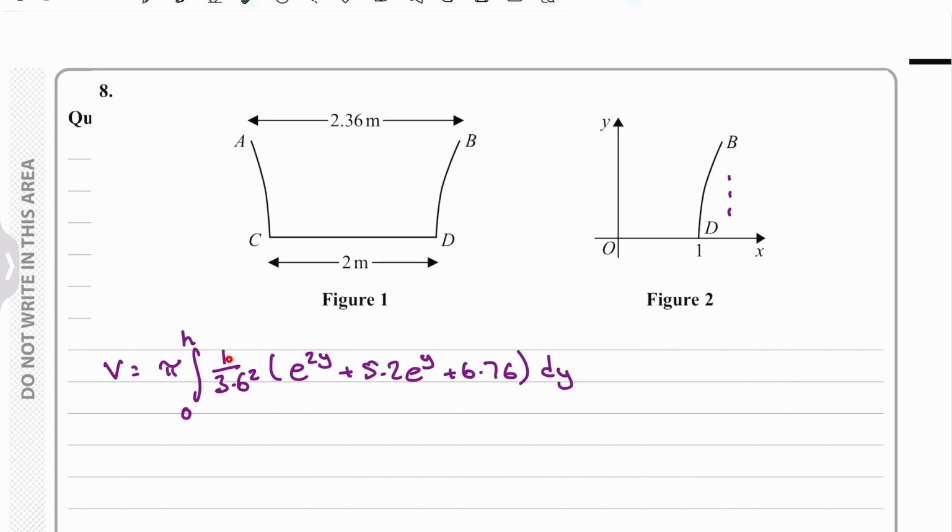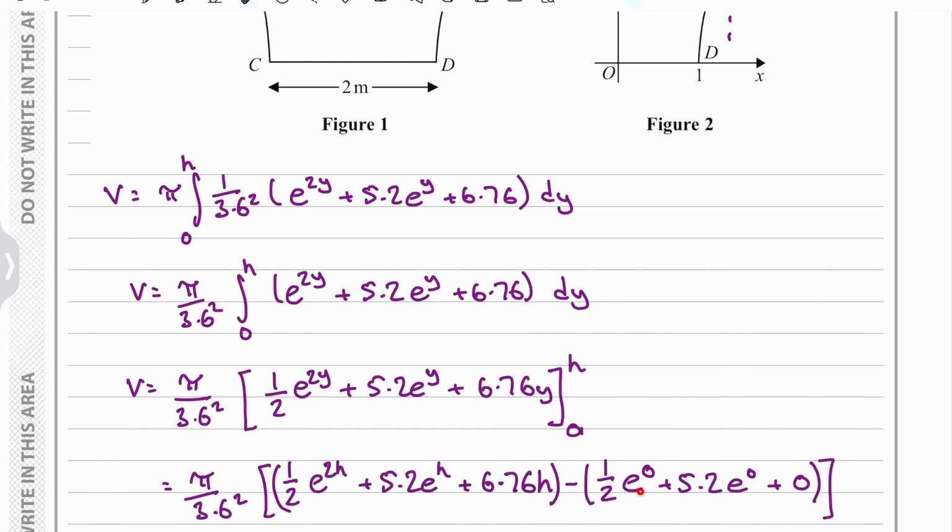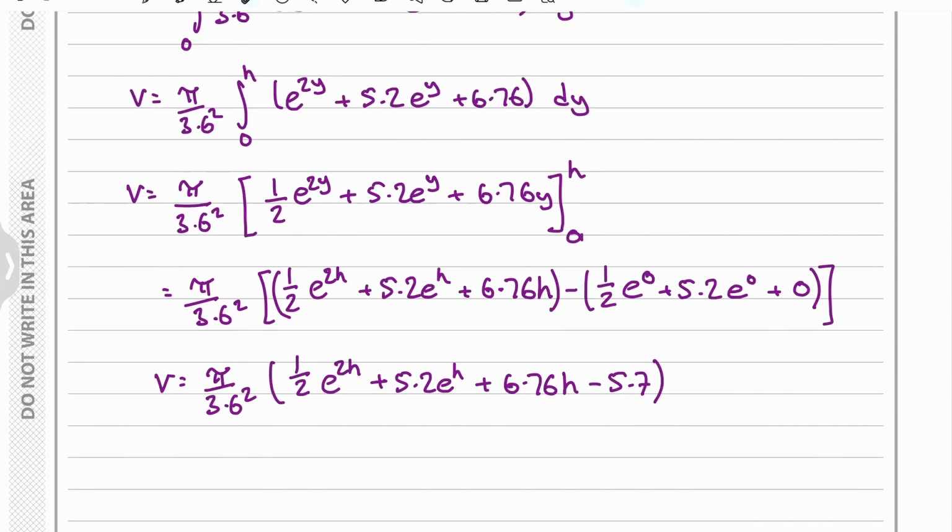And we can pull this 1 over 3.6 squared in front of our integral because it's just a constant. And then when we integrate each term, this becomes 1/2 e to the 2y. This is the same, and this becomes 6.76y between the limits of 0 to h. So now we'll substitute in our limits. We know e to the 0 will become 1, so this is a half, and this will become 5.2. So this will be the volume of a pool in terms of h.